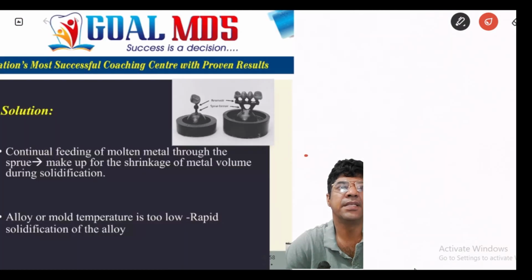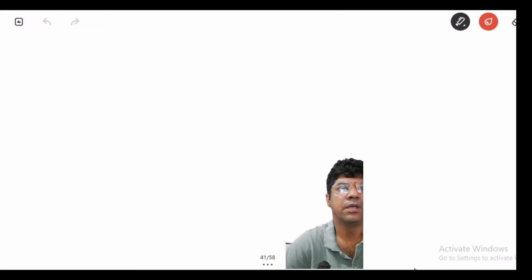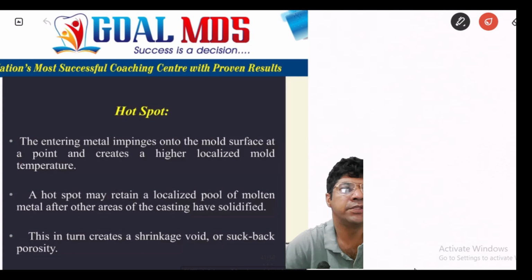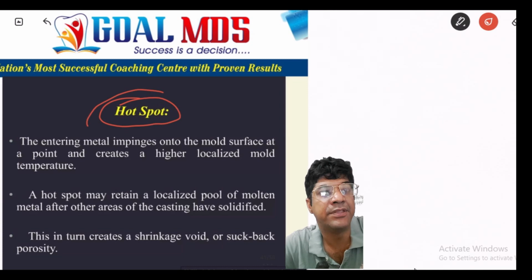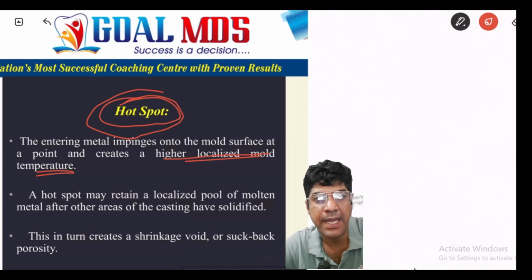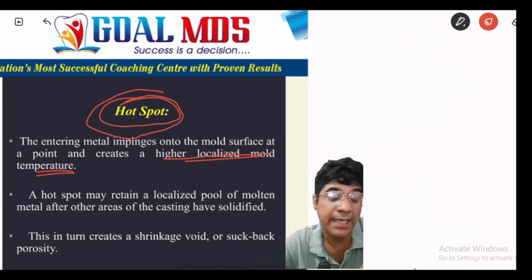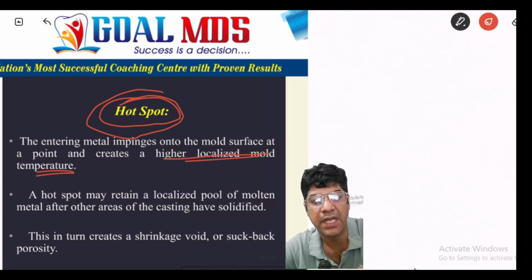The next porosity is the suckback porosity. Before coming to that, one should know what a hot spot is. The hot spot typically refers to a localized area within a casting or weld where the temperature is higher than the surrounding region. That is why it is known as a hot spot. These hot spots can occur due to various reasons like uneven heating and molten metal flow. They can lead to issues like rapid solidification, incomplete fusion, etc.